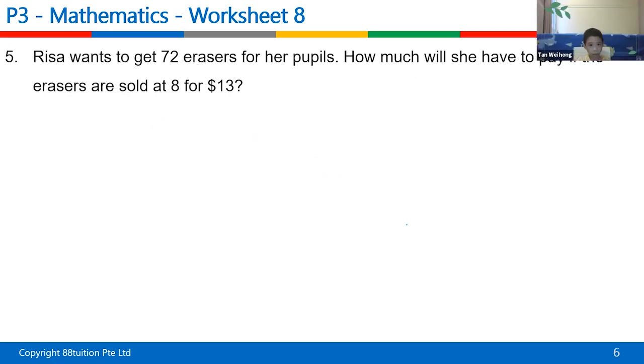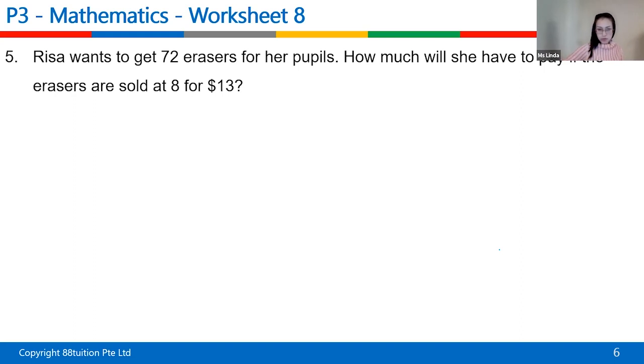Lisa wants to get 27 erasers for pupils. How much would she have to pay if erasers are sold at 8 for $13? How much does she have to pay? I don't think so. You have to do 72 divided by 8 and then times 13. Yeah.